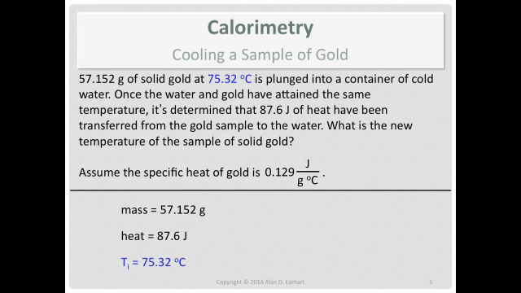And we're given an initial temperature. So the gold is at 75.32 degrees Celsius, and then it cools down to some new final temperature. We're also given the specific heat capacity of solid gold. And a reminder, don't think of the specific heat capacity in that format. Think of it like this. Clearly separate your numerator and your denominator.